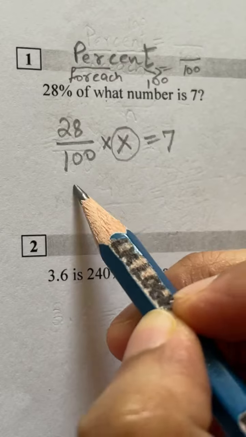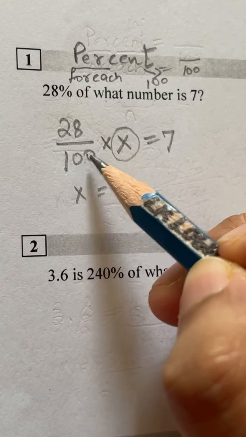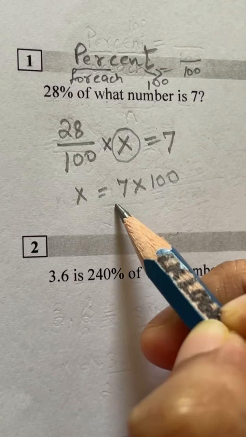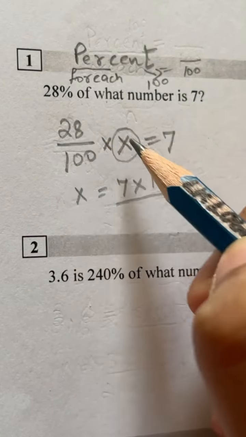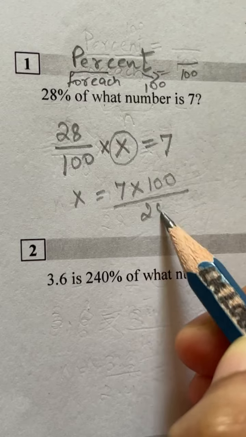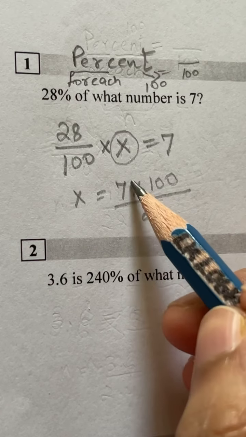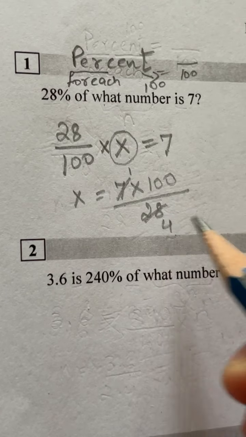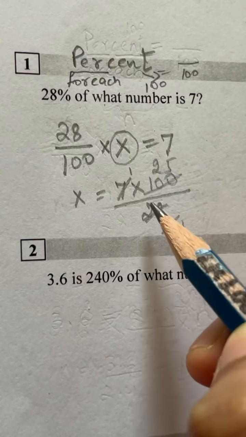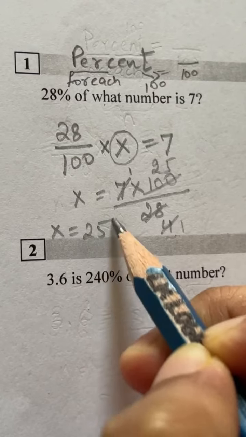Okay, so what will be x? When you shift things to the other side, 100 is getting divided here, so it will multiply on the other side, so that you have 7 times 100 divided by 28. Now 28 is getting multiplied to x, so when you take it to the other side, it will divide. Just 7 times 100 divided by 28. So what is the answer? 7 4s is 28, 25 times is 100. So you have x is equal to 25. That's your answer.